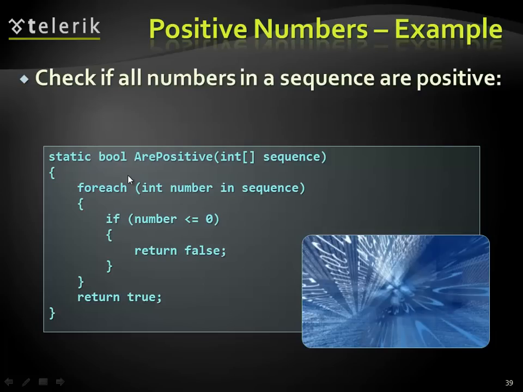Here's another example. This method gets an array of integers and returns a boolean. So two completely different types. And it goes into each of the numbers in the sequence. We're doing it with foreach, not with a for loop, just to make it easier to program. And once we find the number which is smaller or equal to 0, we are returning. So here's an example of something that just returns somewhere in the middle of the loop.